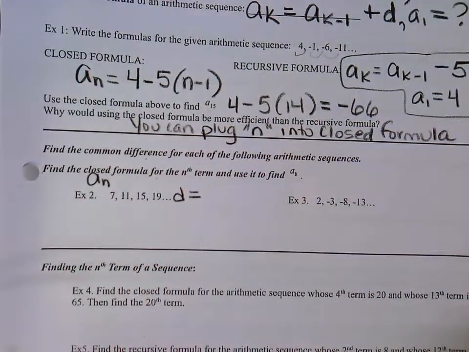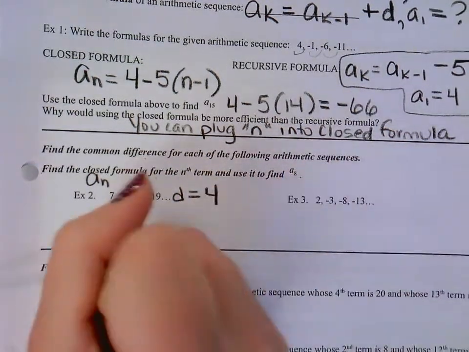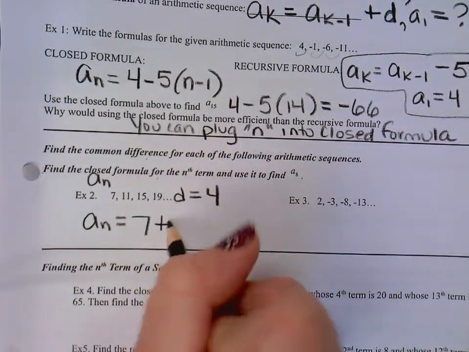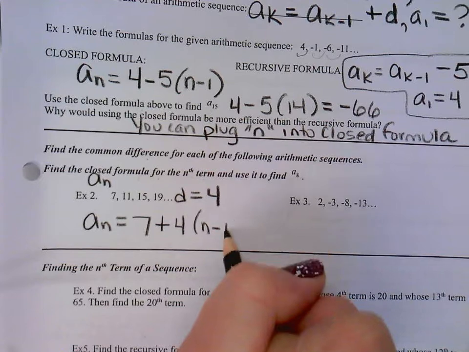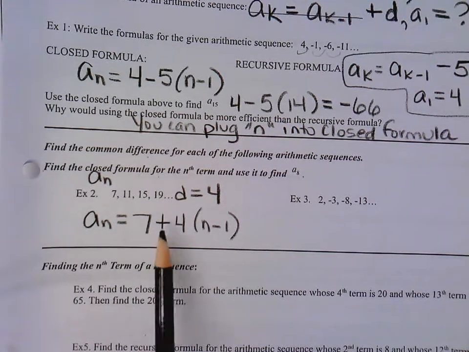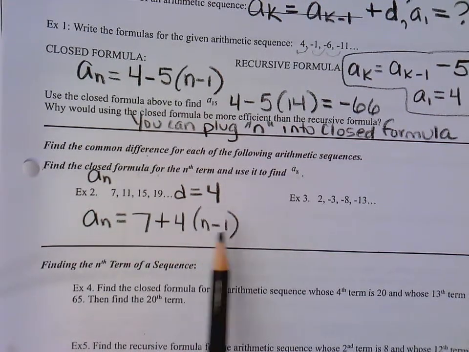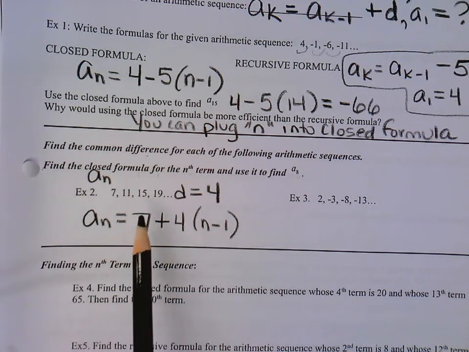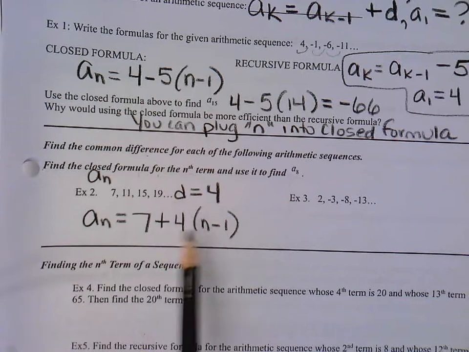So what's my common difference this time? 4, right? I'm adding 4 every time. So a sub n: I'm starting at 7 and I'm adding 4, n minus 1 times. That's how you write a closed formula. It's your starting term, what you're adding or subtracting, n minus 1 times. Because you don't want to subtract it on the first term. So when you plug in 1, see how you get 7 back? But when you plug in 2, you get 7 plus 4, which is 11.